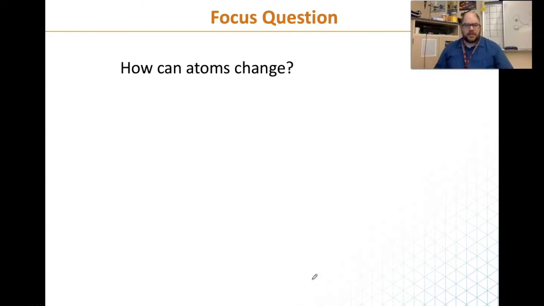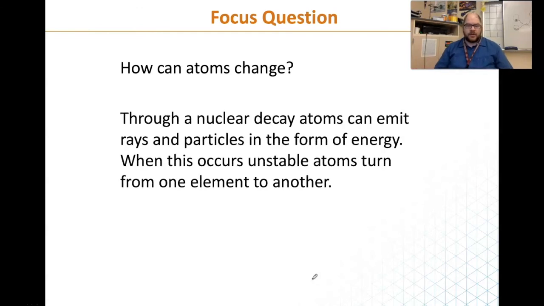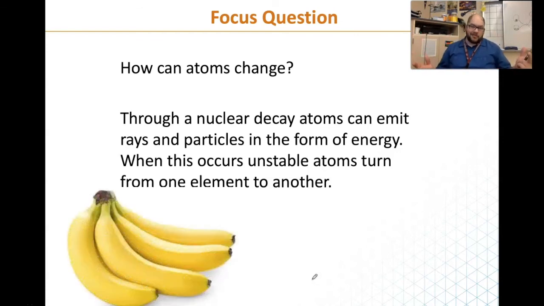Got through that. That's crazy. All right. So back to our focus question: how can atoms change? Okay. So through nuclear decay, atoms can emit rays or particles in the form of energy. And when this occurs in unstable atoms, it turns one element into another, except for the case of gamma rays. Okay. But our dead giveaway is that we do change one element into another element during a nuclear reaction, and that's just plain bananas.